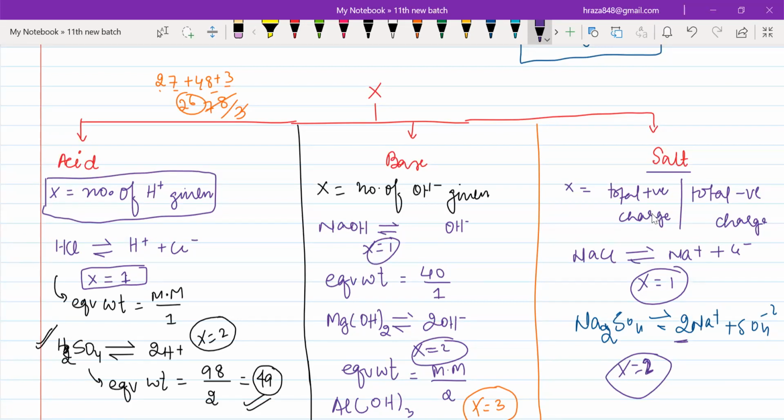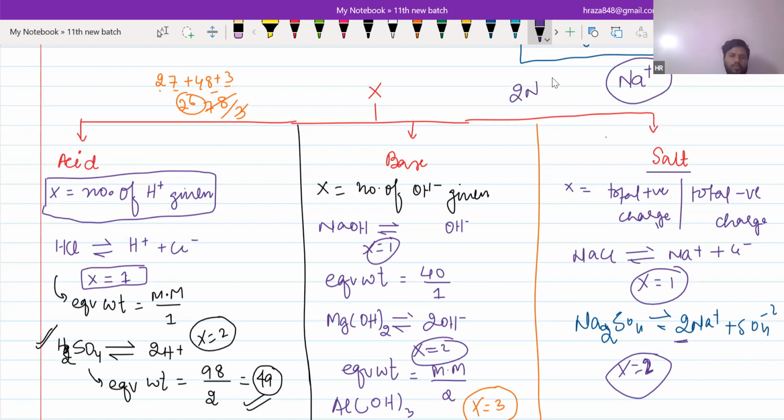Sir, in a salt, do we multiply them, positive and negative? See, Na plus, how many charges on it? 1. If I say 2 Na plus, what is the total charge on this? 2. So whether you take positive charge or negative charge, both will be equal.